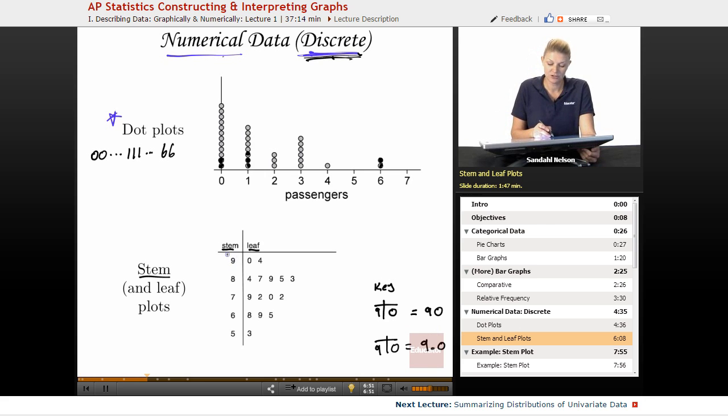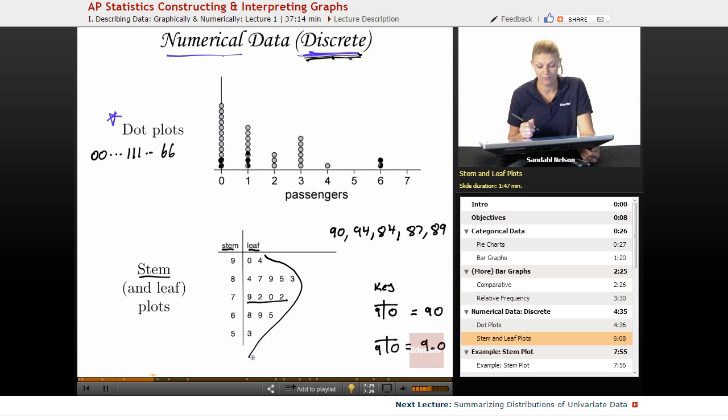So in a stem and leaf, the first digits, or rather the first however many digits, are the stem, and then the last digit is the leaf. So what this is saying is that I have 90, 94, 84, 87, 89, etc. So this is a pretty rough stem and leaf plot, and usually it's written from the smallest to the largest, and then it's a good idea to try to order the leaves just because it makes it a little easier to interpret.